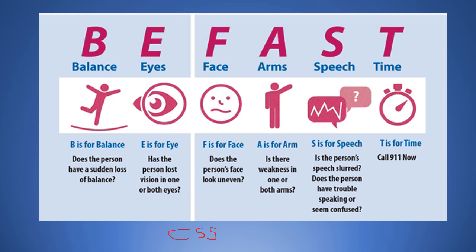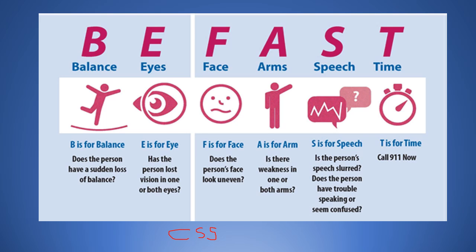So the BFAST exam adds balance. Do they have any balance issues? And then E for eyes: any vision changes or loss of vision in their eyes. So the BFAST exam is a little bit more thorough. If you can imagine, the balance is the cerebellum, and the E for eyes is the occipital lobe.